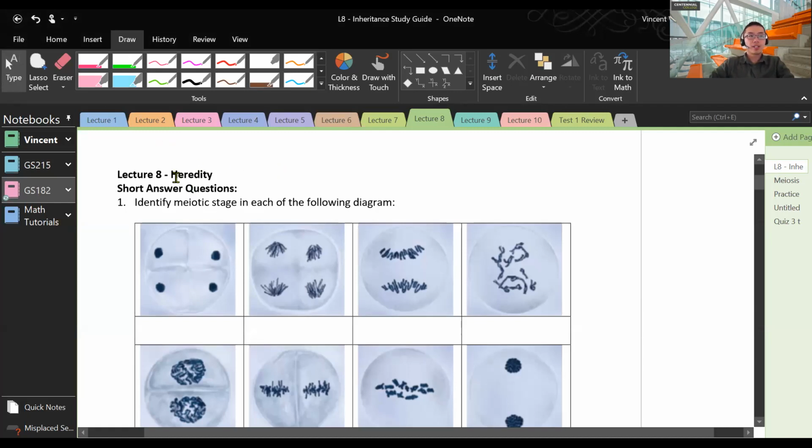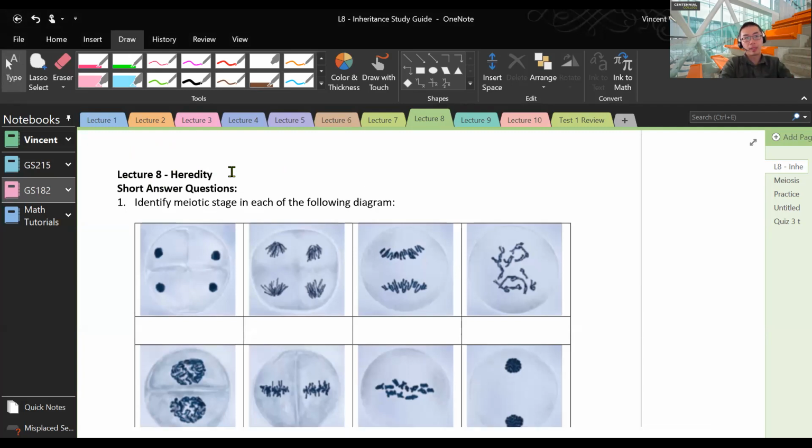Lecture 8 is about heredity. There are two parts to this lecture. We'll first start by talking about the process of meiosis, which is how we produce gametes. And then we will spend the second half talking about Mendelian genetics. So we'll be working on those genetics problems.